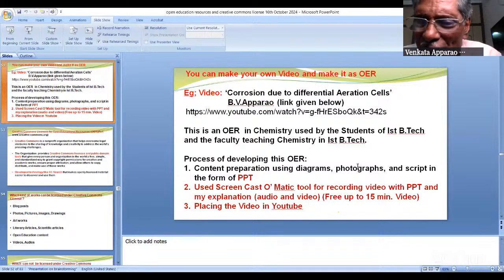Its name has changed. Today its name is ScreenPal. Please note down ScreenPal, S-C-R-E-E-N-P-A-L. Up to 15 minutes, it is free. If you want to make a video for more than 15 minutes, then you have to pay for it.